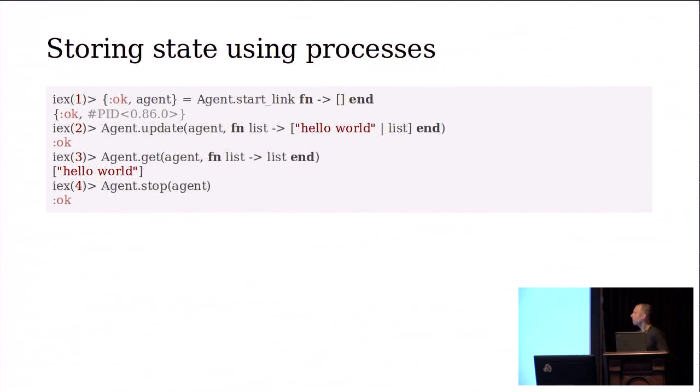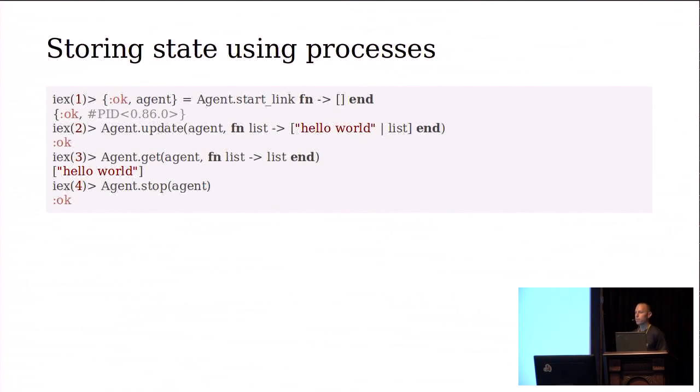Like I said, processes are a key concept in Elixir. There is a set of libraries called OTP to help with managing the processes. Agent is one such library, part of OTP. It is an abstraction for storing state. So in Elixir, you store state inside a process.